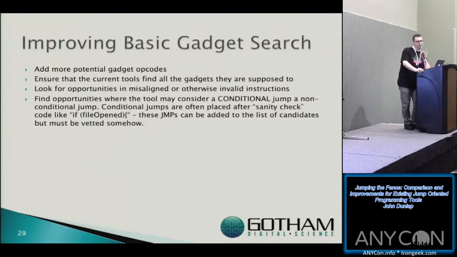So some basic things I've done to improve these tools is to add better opcode support. It turns out in our jump-oriented attacks, there's a bunch of jump instructions that the tools, as they're implemented, don't include. So ensuring that they find all the jump gadgets helps the attack be tractable, to be possible. And the other idea here is to start looking at conditional jumps.